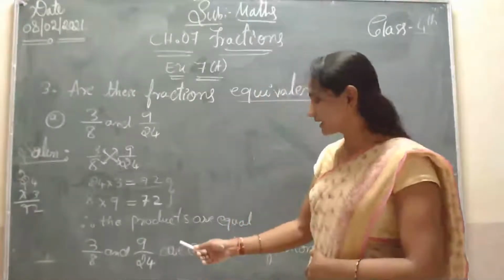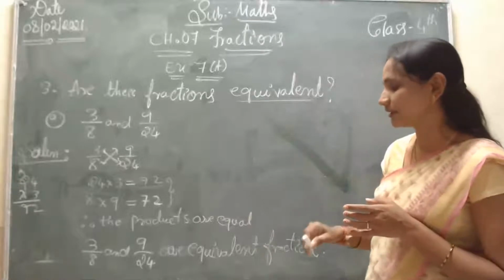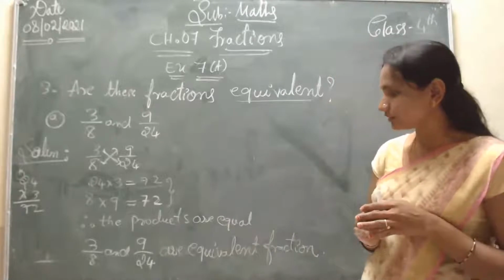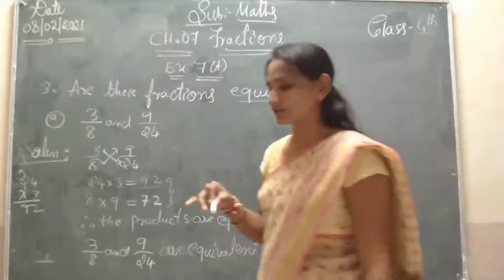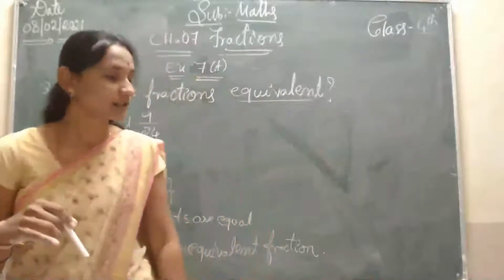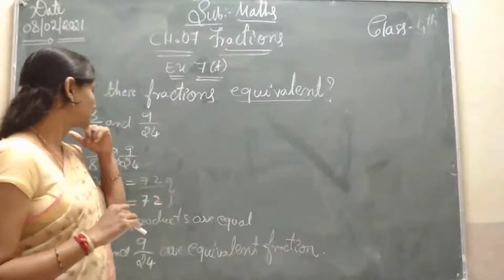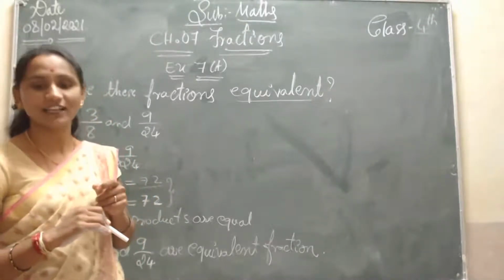First, you have to write: therefore, the products are equal. These products will be equal. Next, you have to write that 3 by 8 and 9 by 24 are equivalent fractions. Check afterwards. You have to write the last statement, whether this is equivalent or not equivalent. So 3 by 8 and 9 by 24, this exercise is equivalent, students.